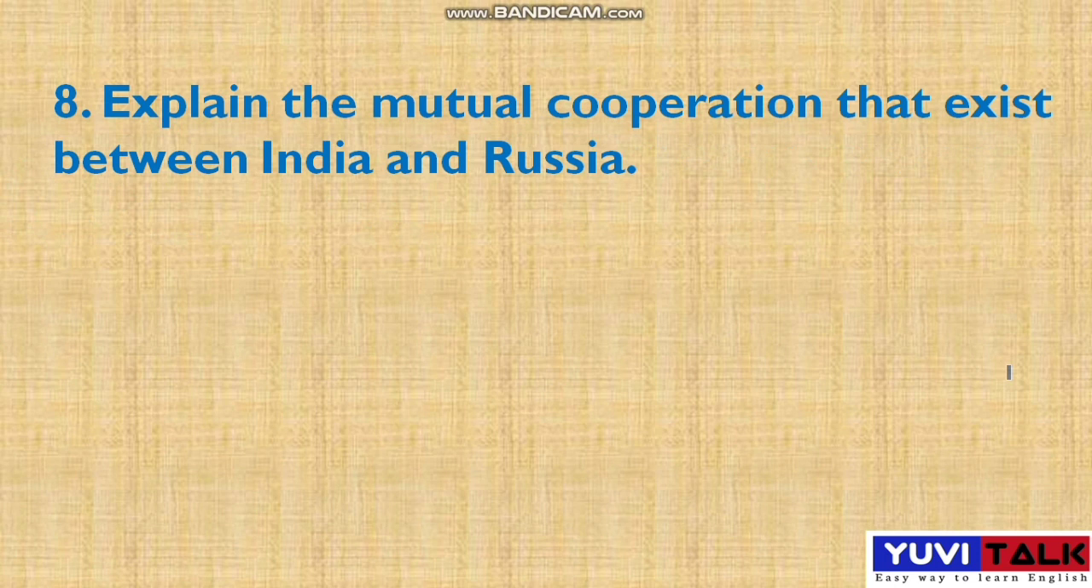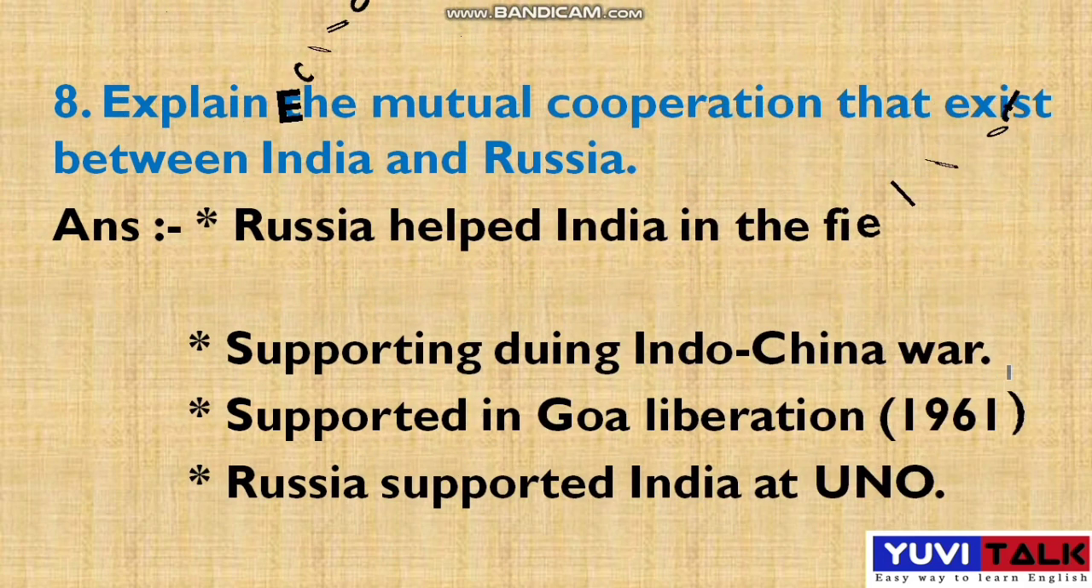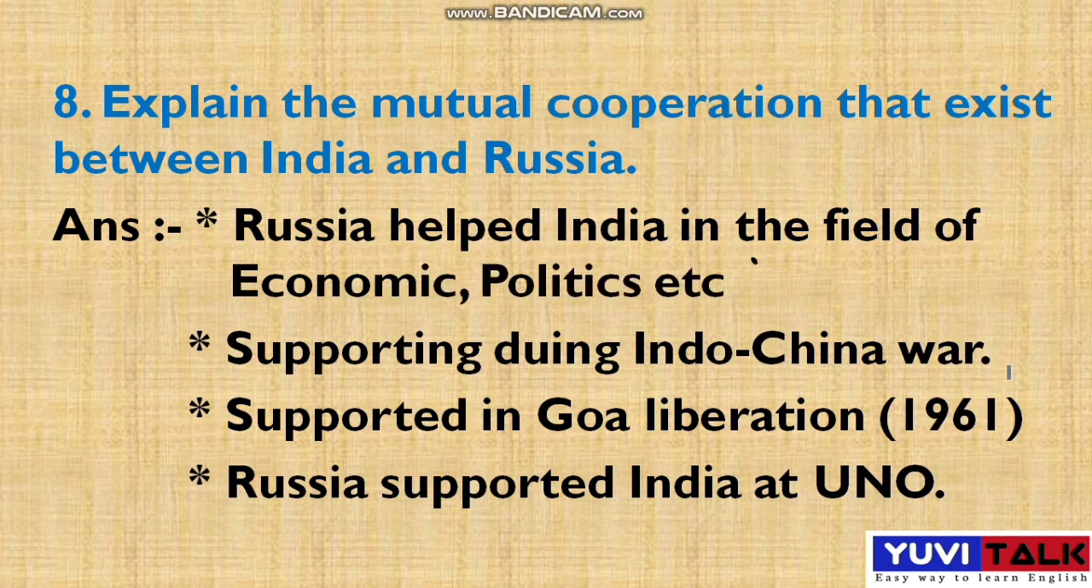Explain the mutual cooperation that exists between India and Russia. So, explain. You know that India and Russia have the best relations between them. Then what are the things? What is the mutual cooperation there? See there. Russia helped India in the field of economics, politics, etc. So the first point is Russia helped India in the field of economics and politics, and second is supporting during the Indo-China war. Russia also supported us while the Indo-China war happened.